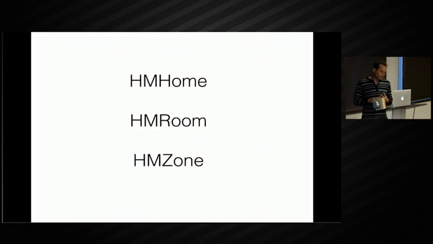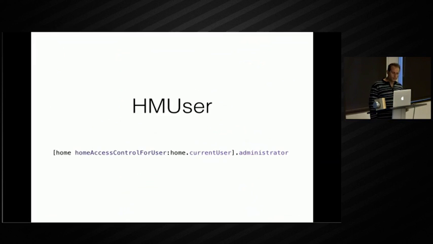So there's other key classes. The Home Manager provides a list of homes that you have access to, and each home has a list of rooms, and you can also have a zone, which is a series of rooms. There's a user object, and as I mentioned before, a lot of the user management is deprecated. The one important thing for the users is to find out if the user is an administrator of the home, because you can't do a lot with adding accessories or deleting accessories, changing things, if you're not the administrator. So this is some useful code to check to see if a user is an administrator.